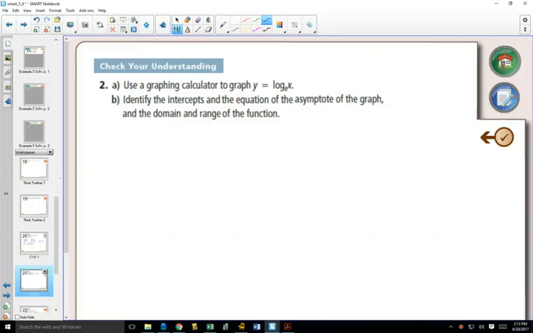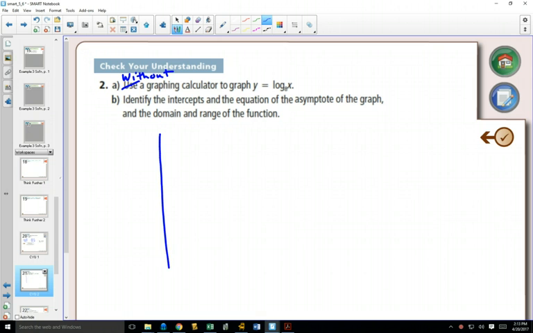First thing we're going to do is change the word "use" to "without." Without a graphing calculator, we are going to graph y equals log base 8 of x. So I introduced you to graphing logs the other day, and we're going to be able to do it again.